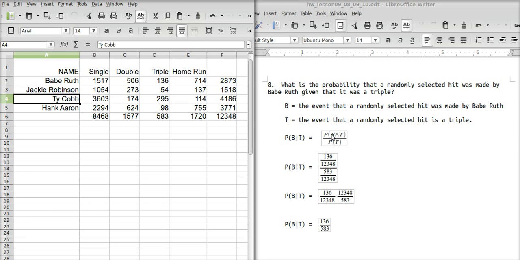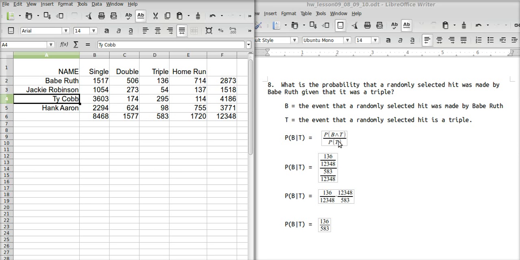So we want the probability of B and T. That would be the probability that a randomly selected hit was made by Babe Ruth and that it was also a triple. So we would go over here and look. Right, here's Babe Ruth, and Babe Ruth hit 136 triples, right? So those would be the hits that are made by Babe Ruth and that are triples. So the probability of B and T would be 136 over the grand total of 12,348.